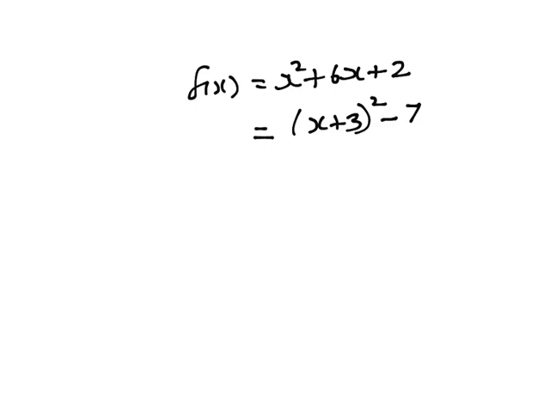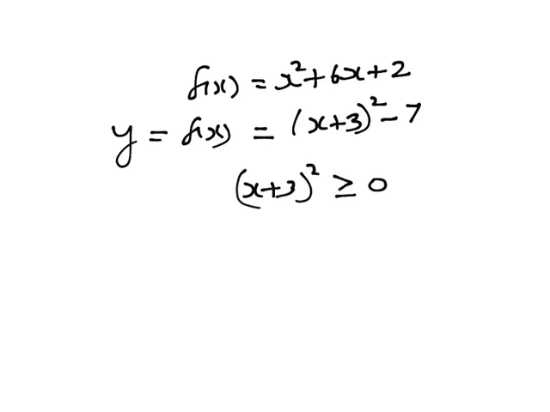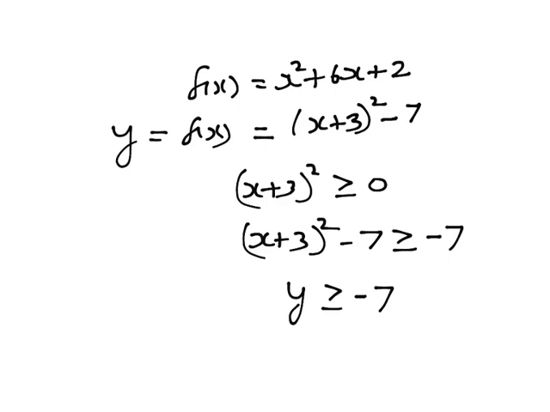Okay, so now how do I find the range from this? This is basically the f of x, which is nothing but the y for me, the range. So we know that (x plus 3) squared is greater than or equal to 0. That means (x plus 3) squared minus 7 is greater than or equal to minus 7. That means y is greater than or equal to minus 7. So all real numbers greater than or equal to minus 7 are part of the range. So this is the range.